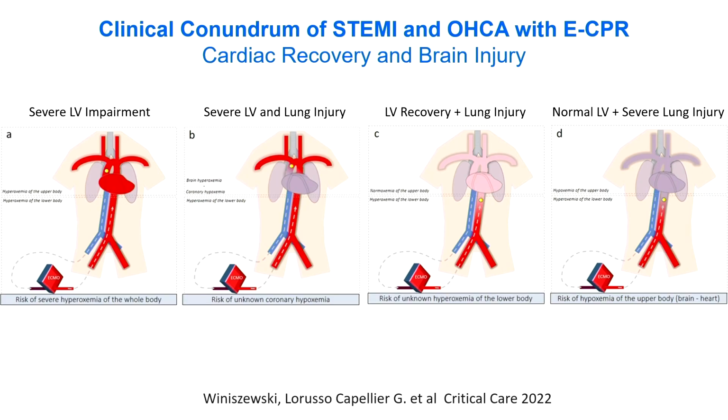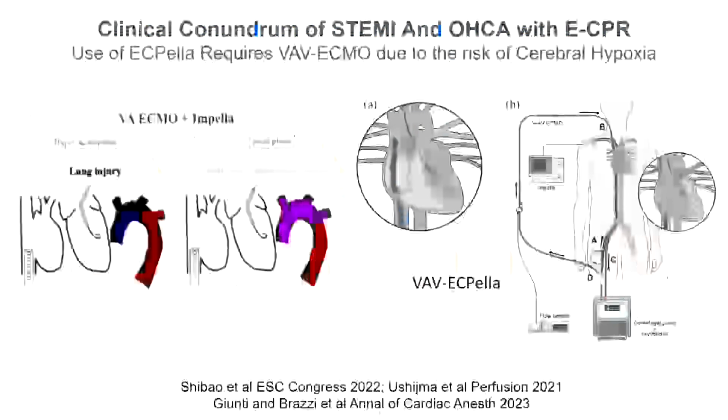And so this is where you get normal LV, severe lung injury. You're in a very difficult spot. So this is what leads to cardiac recovery and brain injury. So with cardiac arrest, especially in STEMI, we're taking care of half the problem by unloading, but then we've got to think about how are we going to manage when the LV recovers, and we still don't have lung recovery.